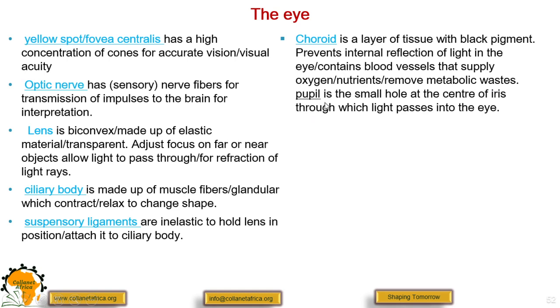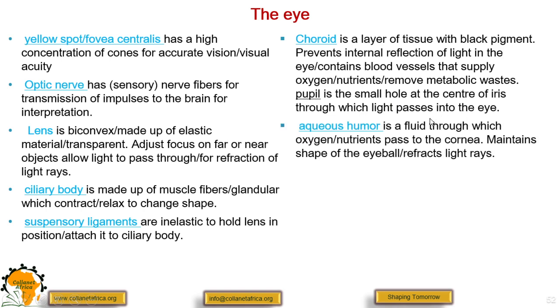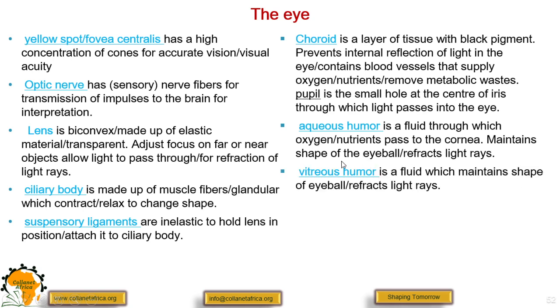We have also the pupil, and it is the small hole at the center of the iris through which light passes into the eye. We have the aqueous humor, and it is a fluid through which oxygen and nutrients pass to the cornea.